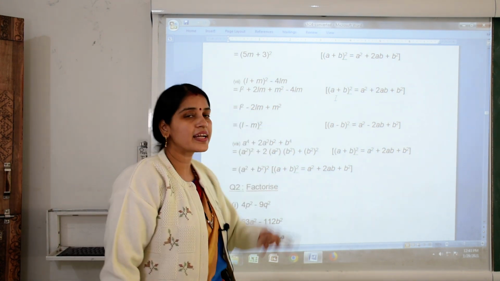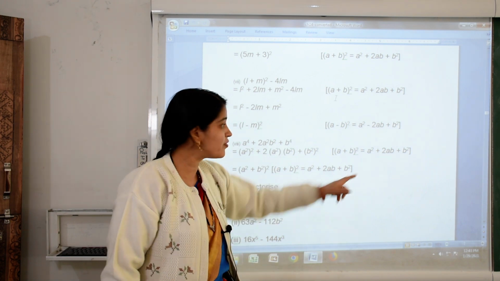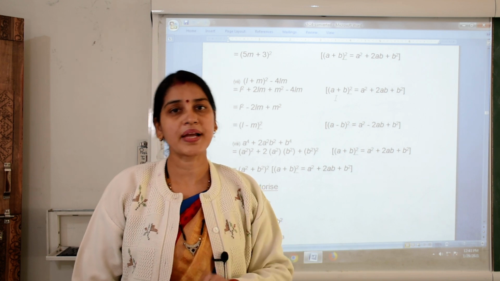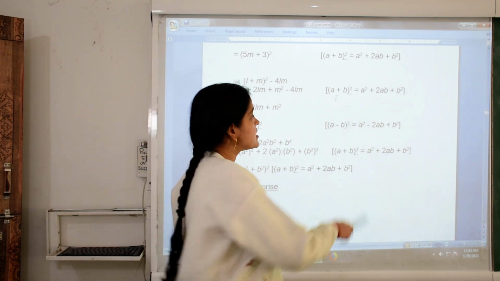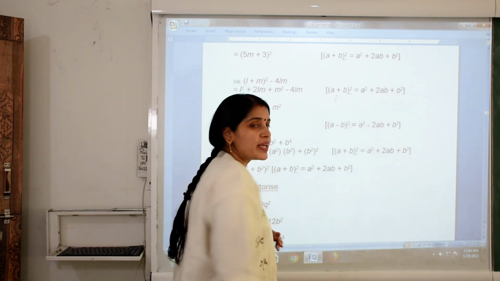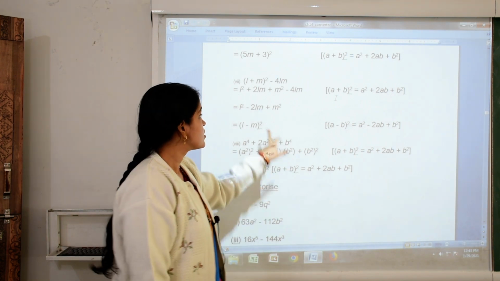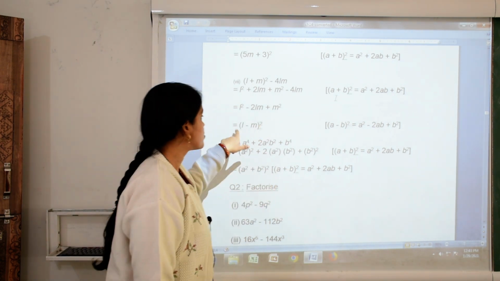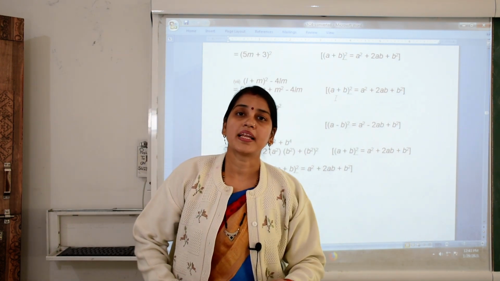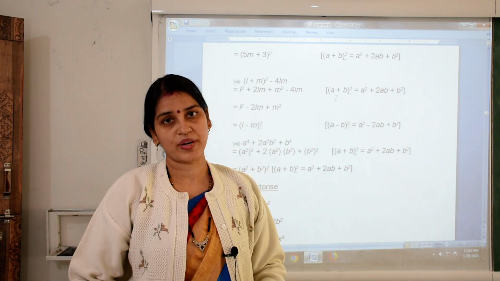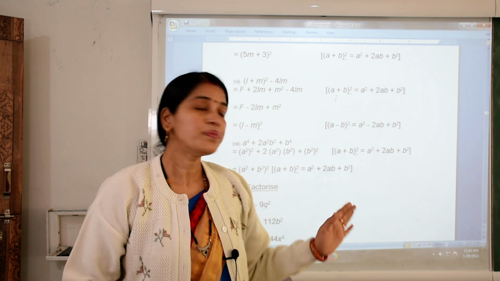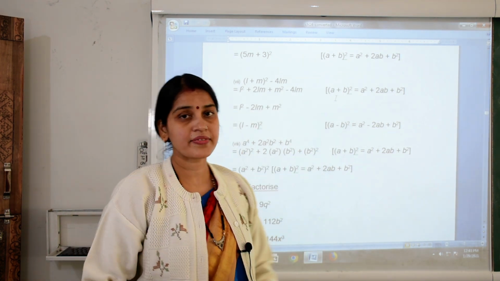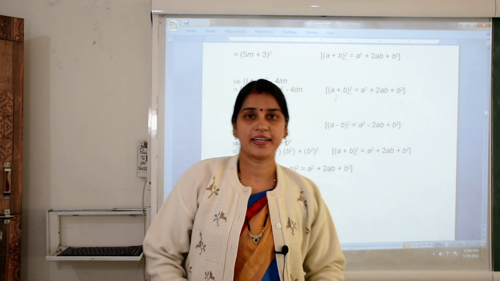Now this one again we convert into the identity form, that means A square minus 2AB plus B square, which is equal to (A minus B) whole square. So A is L and B is M. So our answer is (L minus M) whole square. So this type of questions you have to solve in this way using these identities.